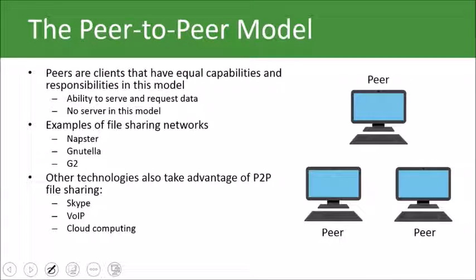All right, so a peer-to-peer model is different because it doesn't have a server. Peers are just client computers, and they all have equal capabilities and responsibilities. So each has the ability to send and receive data, or to serve and request data. And it's also fairly common. We have Skype and voice over IP, like I just mentioned, and also cloud computing use the P2P model. You also may find file sharing networks like Napster, if you're old enough to remember that. I think Napster is still around, but in a very different form. You have Gnutella and also G2.